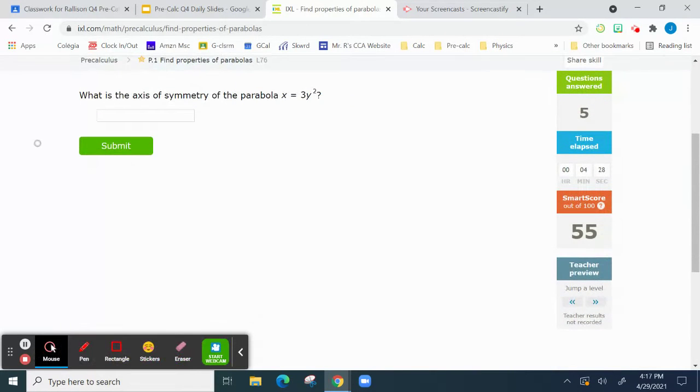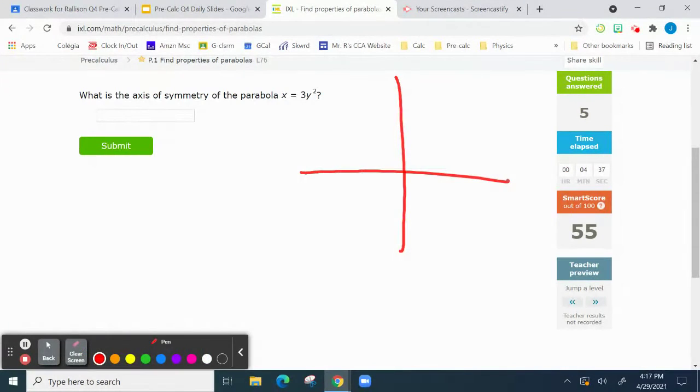What is the axis of symmetry? Okay, so now you're starting to have to kind of figure things out a little bit, right? So let's just do a little sketch here. It's x equals 3y squared, so it's a left-right parabola. And it's going to open up to the right because it's not negative, right? So let's put our x equals a times (y minus k) squared plus h, right? And it'll really help you just to write this stuff out for a while until you really get it down.